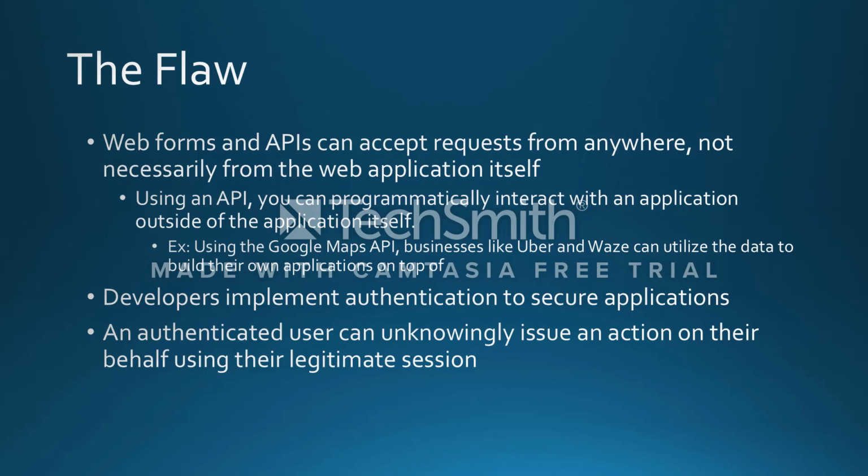The very nature of APIs is to be able to consume them or take advantage of them from outside of the application. My example here just talks about the Google Maps API in that it basically makes their information and their data available to other developers so that they can build applications on top of it. In this case, Uber or Waze, they don't have their own map system in place, so they just use Google because Google's API allows them to do so. So that's a very benign example.